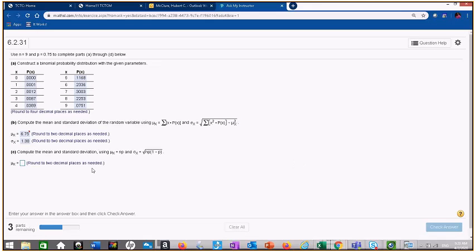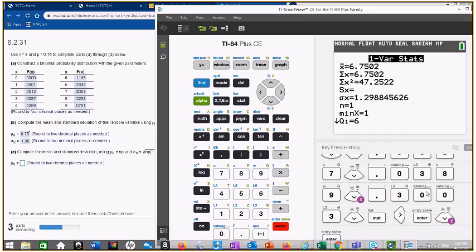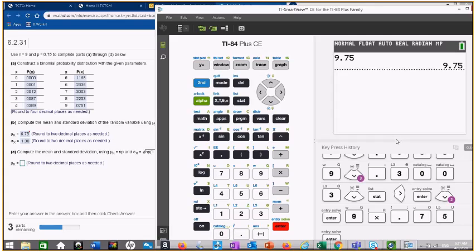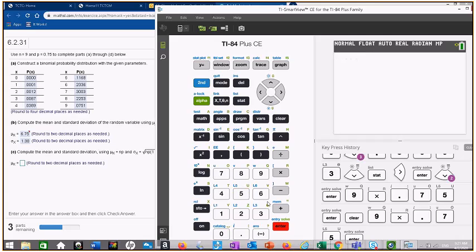And this one, n times p, well, that's going to be 9 times 0.75. So 9 times 0.75 is not, this calculator, 9 times 0.75. 6.75 should go right here.